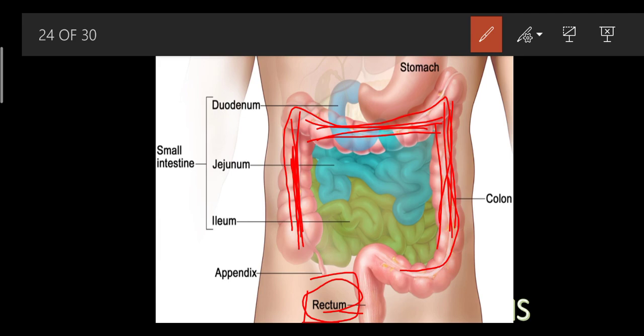Rectum is an organ where the food gets stored temporarily, and it is accompanied by sphincter muscles. Suppose this is a rectum, so there is a muscle around it. When the rectum bag gets full, the sphincter muscles open like this, and the food travels through the anus, and from the anus it gets expelled out of the body.